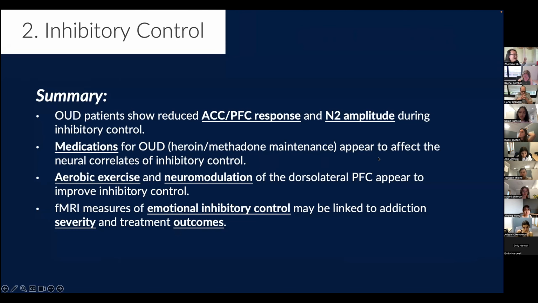So for the effects on neural correlates, I'm not even clear about the direction. So yeah, it's pretty inconsistent.